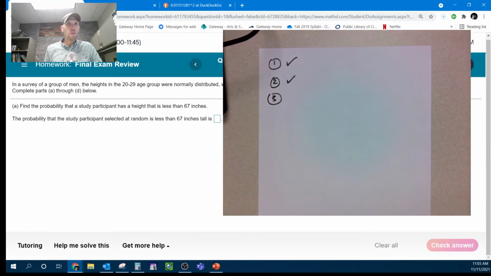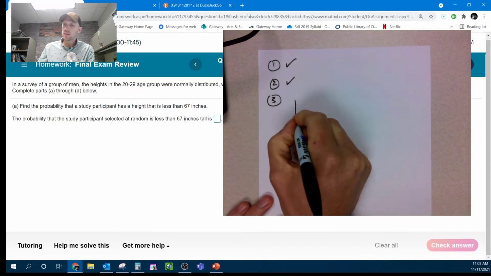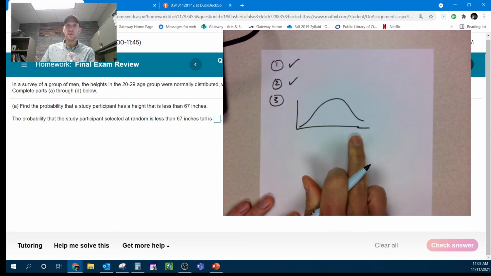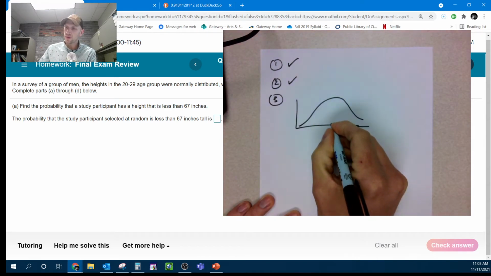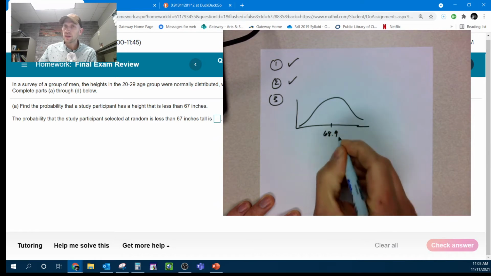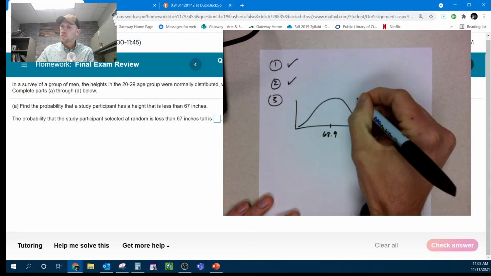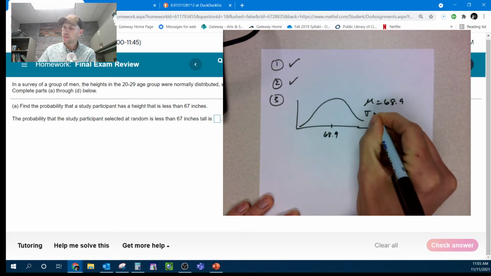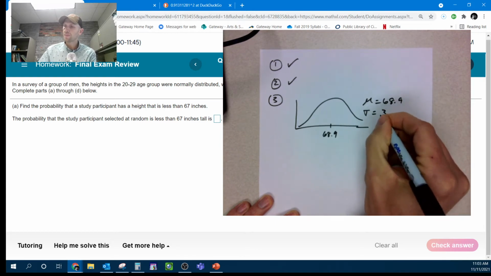Number 3. It says in a survey of a group of men, the height of 20 to 29-year-olds has a normal distribution. So this is the group. It's normal. It has a mean, so right down the middle, 68.9 inches, with a standard deviation of 3.